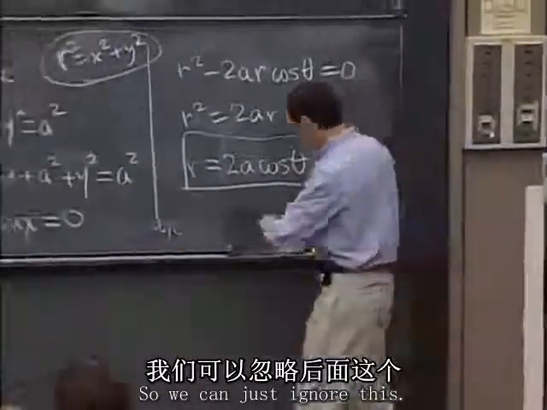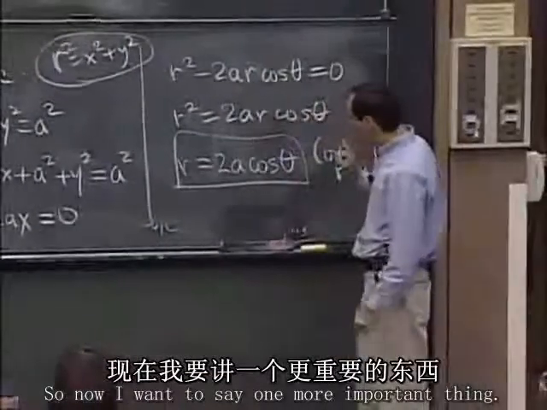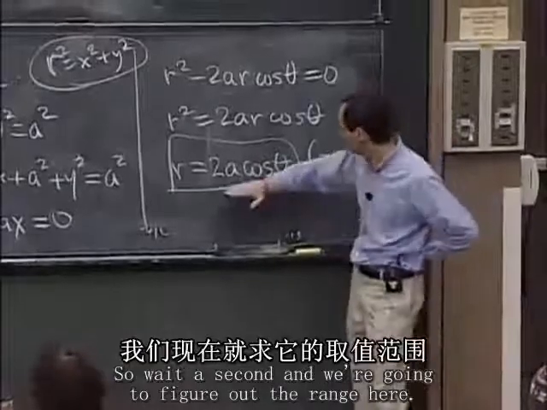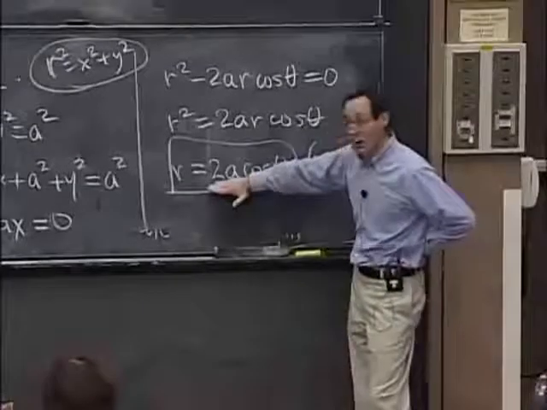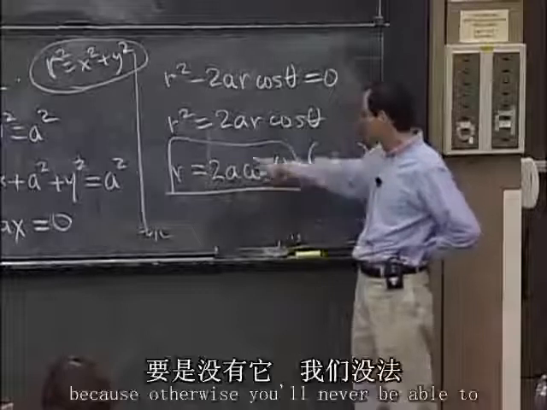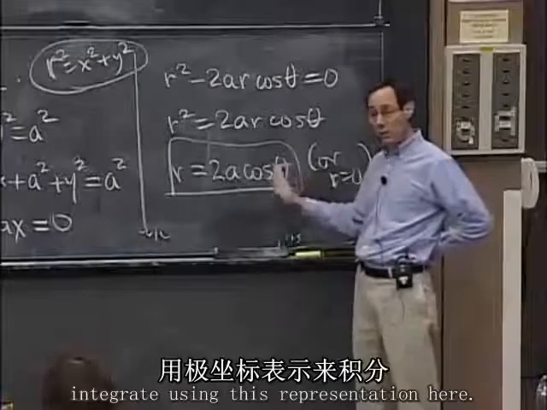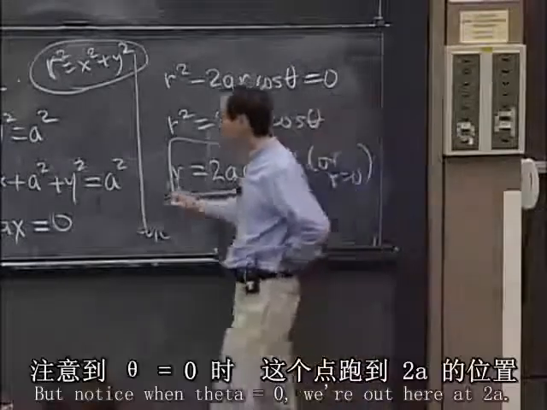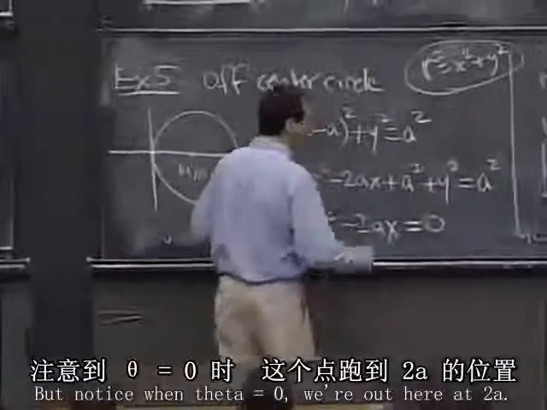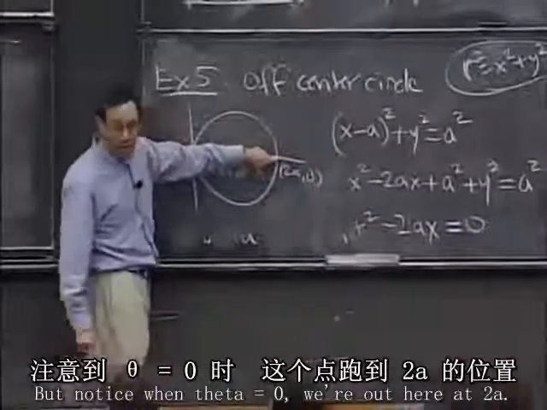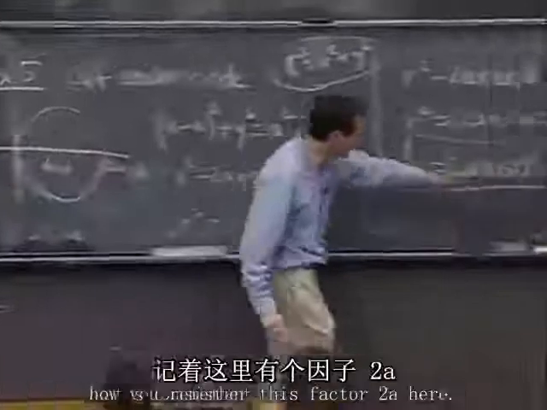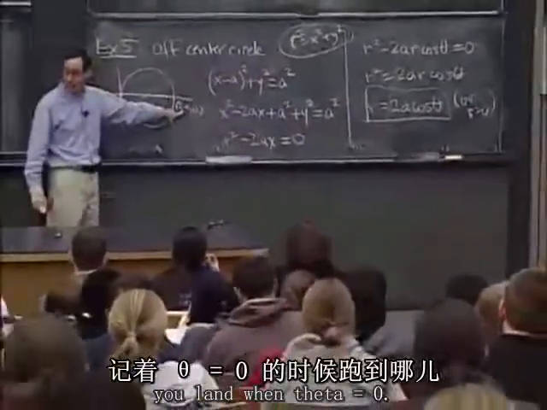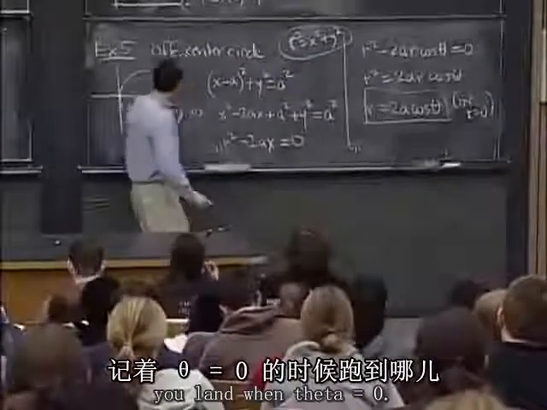All right, so now I want to say one more important thing. You need to understand the range of this. So wait a second, and we're going to figure out the range here. The range is very important, because otherwise you'll never be able to integrate using this representation here. So this is the representation, but notice when theta is equal to 0, we're out here at 2a. That's consistent, and that's actually how you remember this factor 2a here, is if you remember this picture and where you land when theta is equal to 0. Right? So that's the theta equals 0 part.